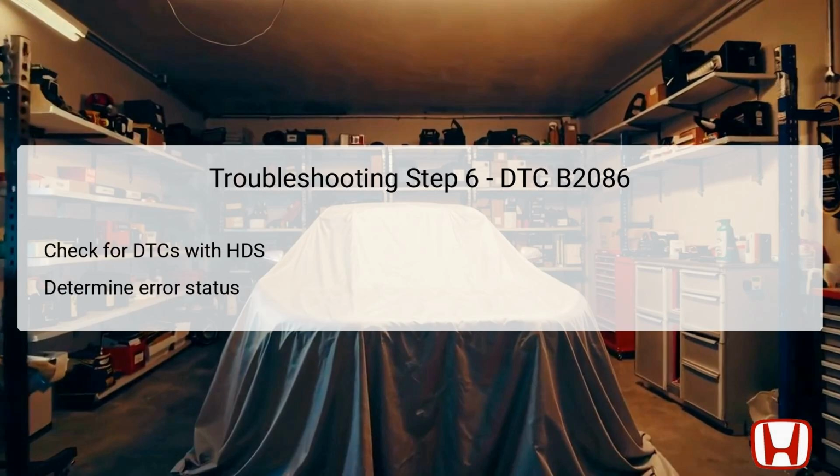Step 6 requires checking for the DTCs again using the Honda Diagnostic System. This repeated evaluation helps to ascertain if the B2086 code has returned after performing previous steps. If the code is still present, it suggests an ongoing issue that must be addressed. On the other hand, the absence of the code could indicate that the system has resolved its intermittent failure.